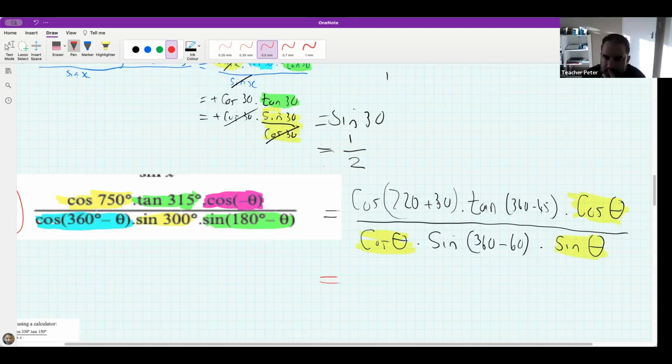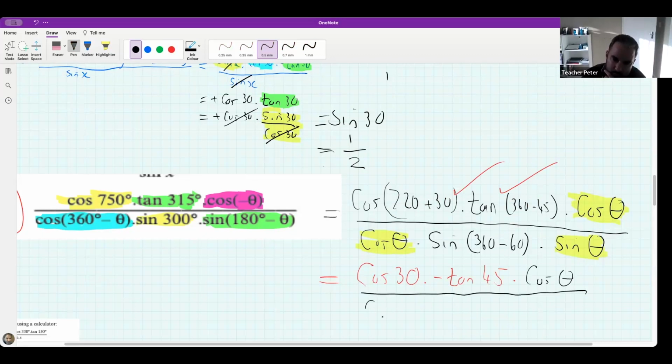What quadrant is 720 plus 30? Oh, that's in quadrant 1, so it's cos 30. This is in quadrant 4, so it's minus tan 45. So I've done those two. And then I already had cos theta on the top. On the bottom, I have cos theta. 360 minus 60, what quadrant? Oh, quadrant 4. And sine is negative there, so I get minus sine 60. And then I already had a sine theta.